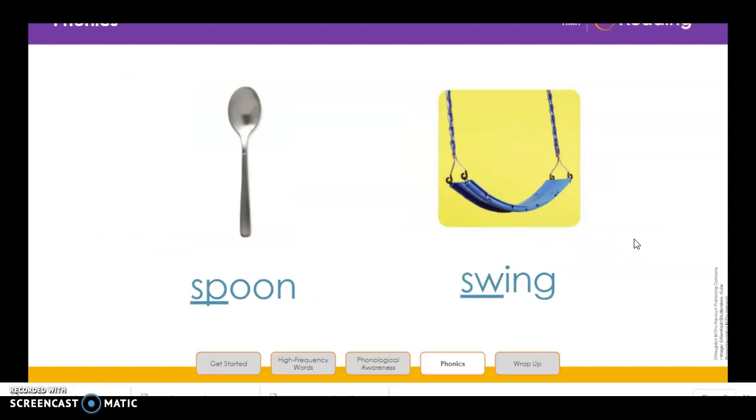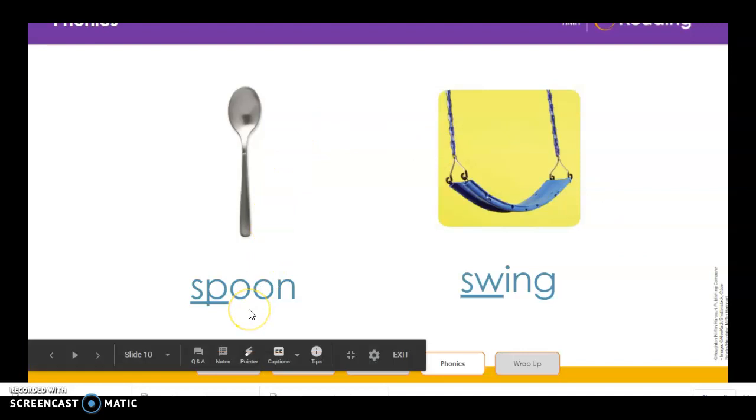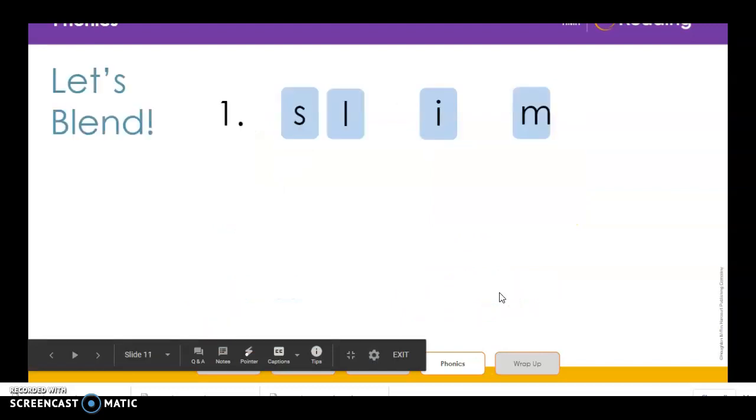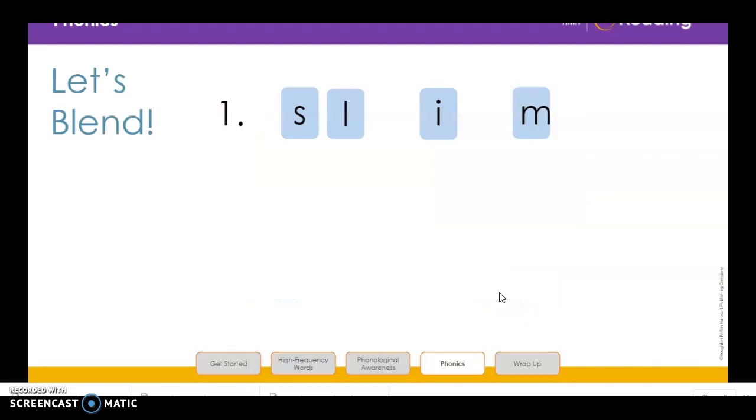Let's review some more blends with S. Look at the first picture and word, spoon. The letters S and P form a consonant blend. Sp. Now say the picture name and the S blend with me. Spoon, sp. Good. And this is swing, sw. Great work, guys.